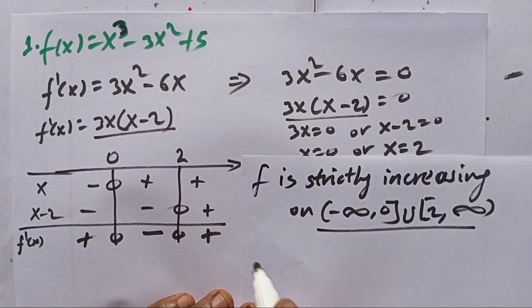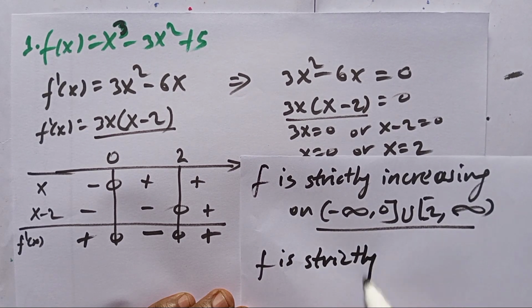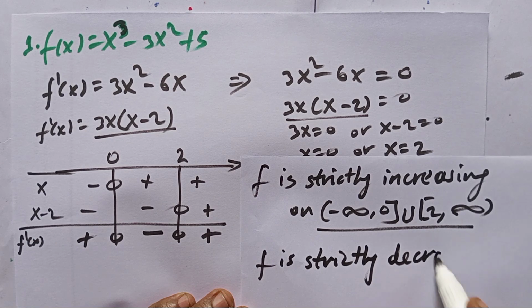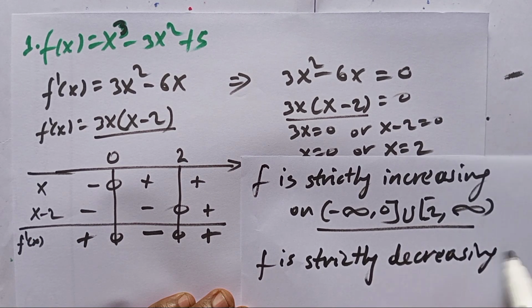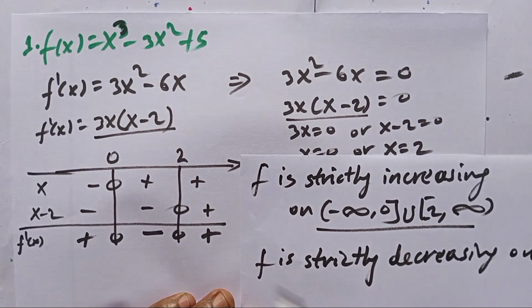Again, f is strictly decreasing on the interval, the negative one, between 0 and 2.